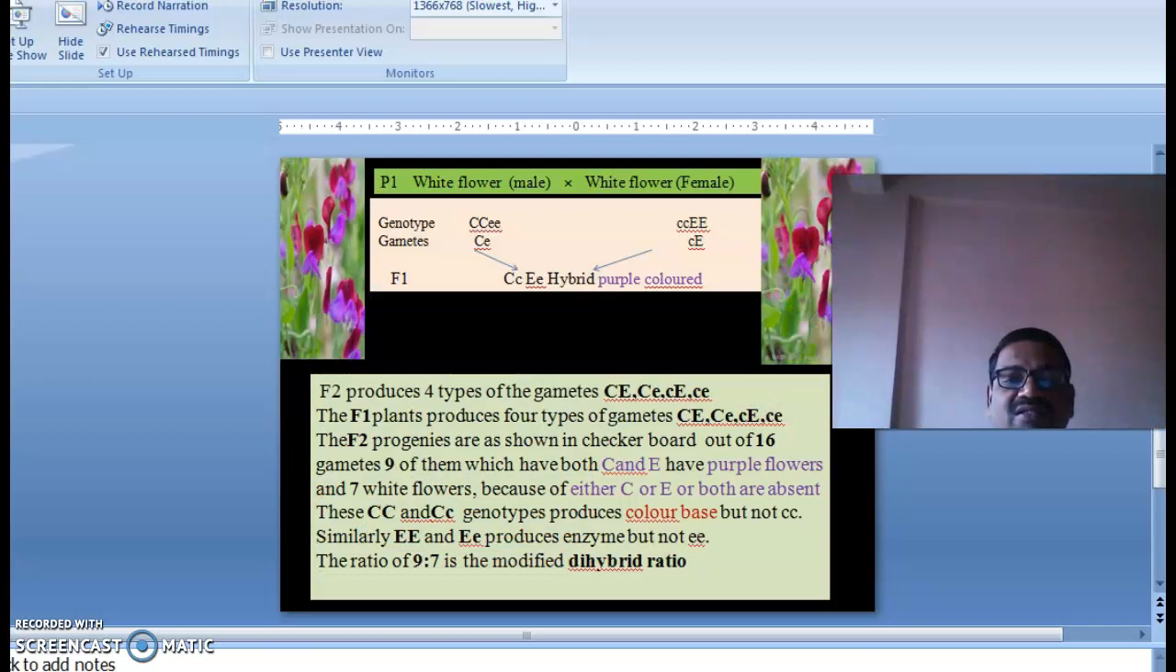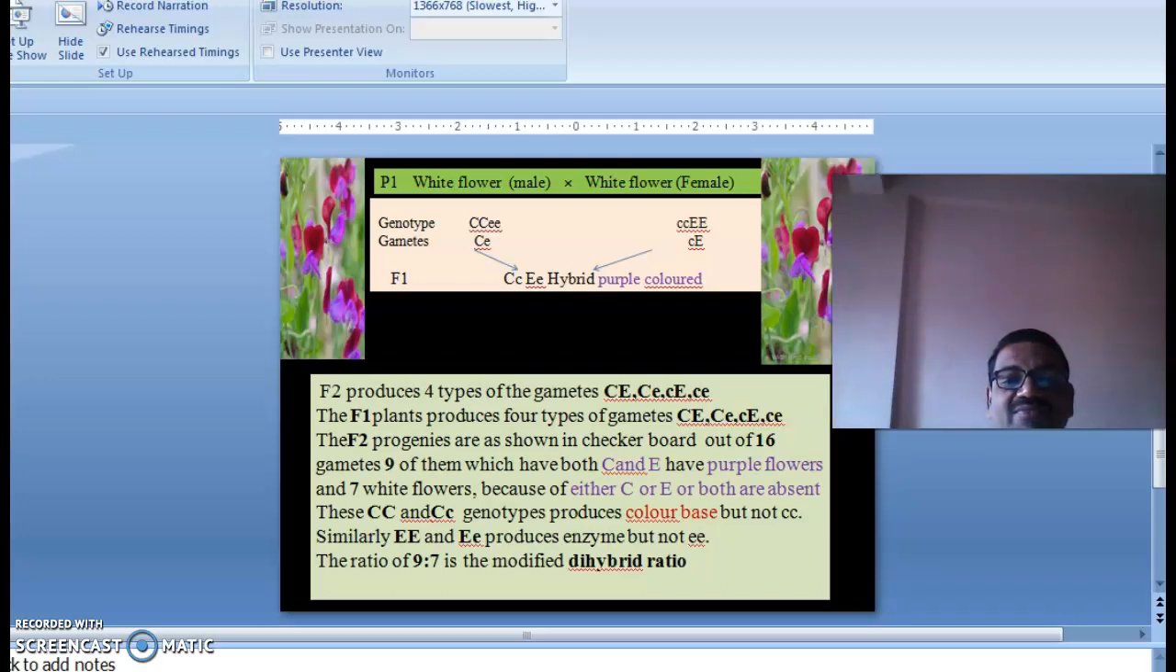While studying the cross, the parental plants are a white-flowered male and a white-flowered female, with genotypes capital C, small e, and small c, capital E. Their gametes are capital C, small e, and small c, capital E. When you make the cross, the F1 produced shows the genotype capital C, small c, capital E, small e. This is the hybrid produced, and the color of the flower is purple.